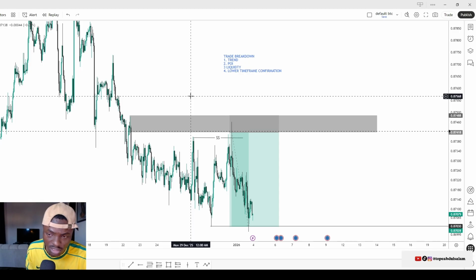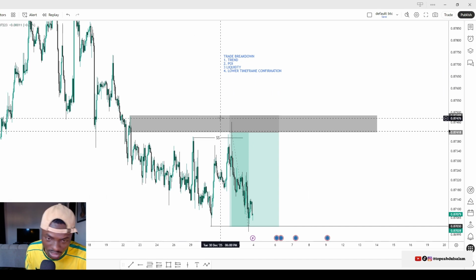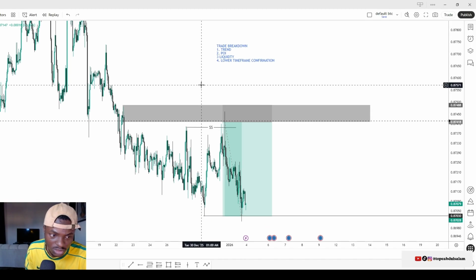And how do you validate a proper point of interest? The point of interest needs to have liquidity. There needs to be liquidity before the point of interest and after the point of interest, and I use the lower time frame confirmation. So let me break it down.